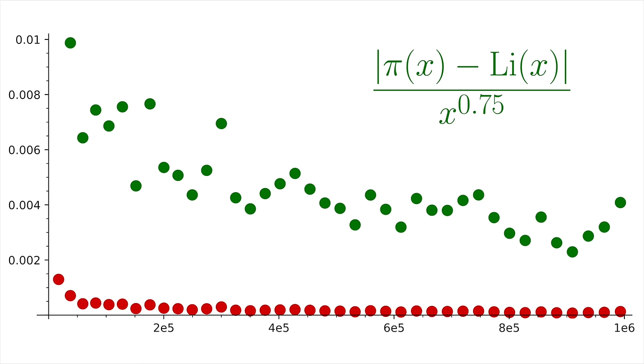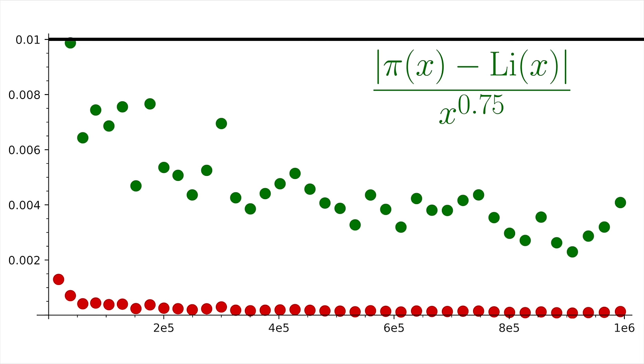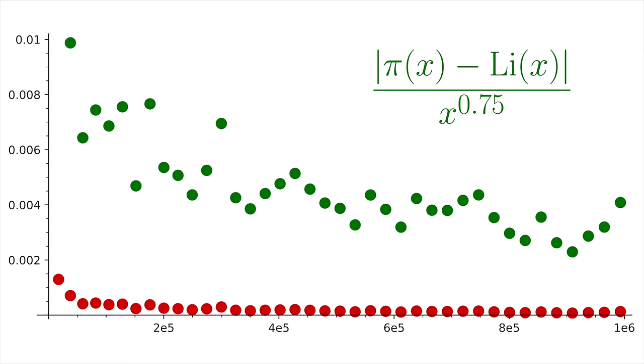But I want you to note from the graph that this ratio is still less than 0.01, even on this interval that I'm showing it to you now. And thus, it's reasonable for us to conjecture that the limit of this ratio, the ratio of the error divided by x to the 0.75, that limit is also zero. Now, that's what I was talking about before. That would be a strengthening of the prime number theorem.